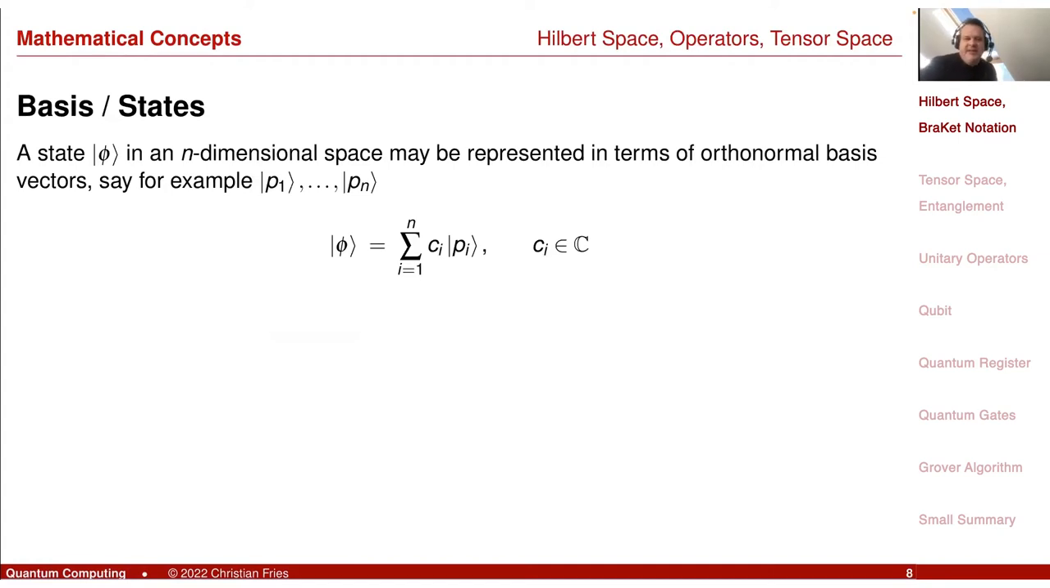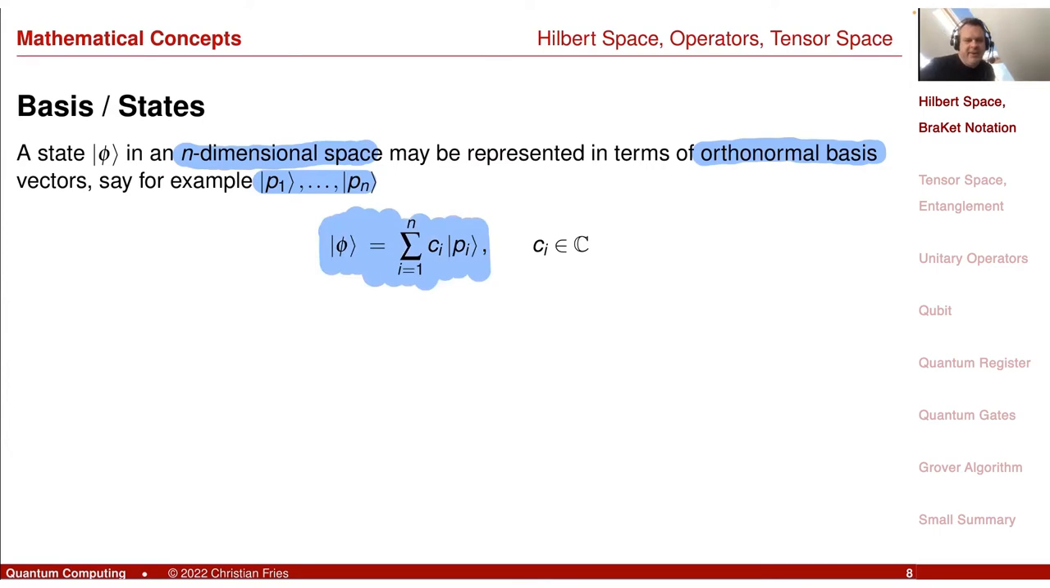Then I can represent in my Hilbert space a state, or an element, a vector. I can represent a vector in terms of basis vectors. So if I have an n-dimensional space here, then I can choose an orthonormal basis, orthogonal and normed vectors from my Hilbert space. Say, for example, P1 to Pn. So this is here an orthonormal basis. And I can represent then any state, any vector in my Hilbert space in terms of this basis.